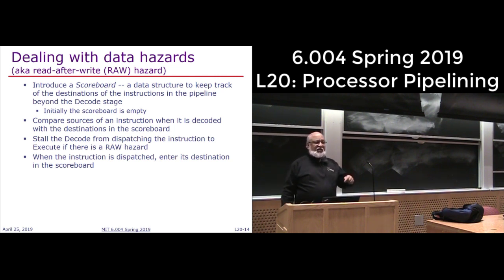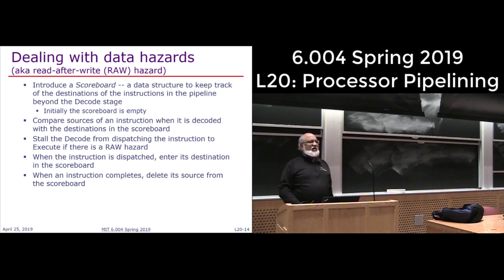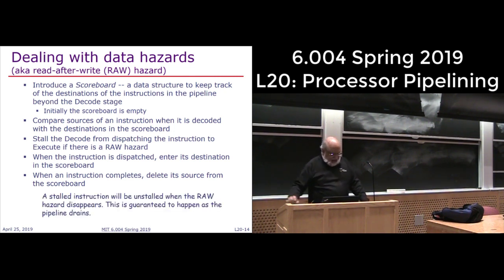So whenever you enter something, there must be a time when you take things out of the scoreboard. Otherwise the scoreboard will get full. When do we take things out of the scoreboard? After the instruction writes to the register. Exactly. When the instruction completes, you just say, okay, this instruction is done. The destination corresponding to this instruction should be deleted from the scoreboard. Very good. The stalled instruction will unstall when the RAW hazard disappears. That's guaranteed to happen because pipelines can always drain. They can always empty out.